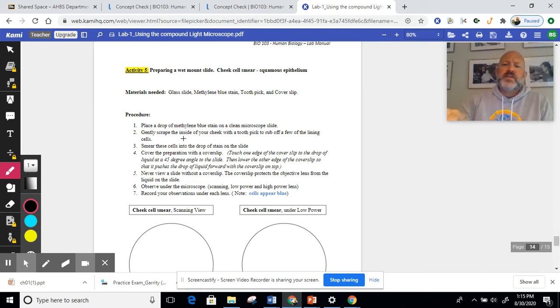All right, so then you would take a toothpick and rub it around the inside of your cheek, and then take it out and gently swirl the toothpick through the stain on the slide, hopefully collecting some cells from the toothpick as you harvest the cells from the inside of your mouth. You would place a cover slip on top of that, and then you would put it on the stage, securing it with the stage clips, right?